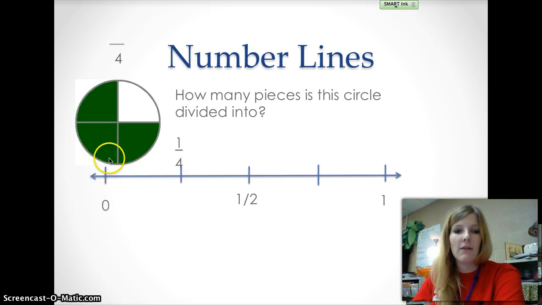So this first one is my first hop, 1, 1 out of the 4 total. The next one would be 2, 2 out of the 4 total. If you look, 2/4 and 1/2 are both on the same spot.